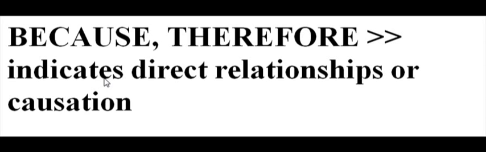Now, I'm sure that when you go and practice in the Blue Book or in a practice test, you're going to notice this as well. So don't forget, the words because and therefore indicate direct relationships or causation. One entity is causing or creating or somehow influencing another entity.